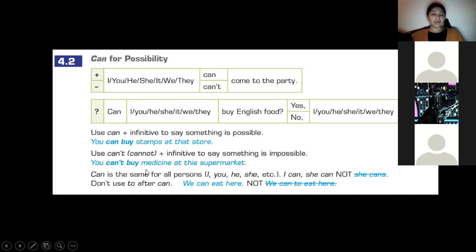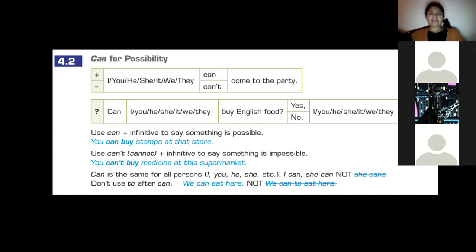Can is the same for all the persons, as I told you at the beginning. I'm gonna use can either for I, you, he, she, it, we, you, or they. It doesn't matter. Can is can for everyone. I can, and she cannot. Not she cans. No, she can't. I'm not gonna add any letter. It's gonna be always like that. Can and can for every single pronoun. Don't use to after can.